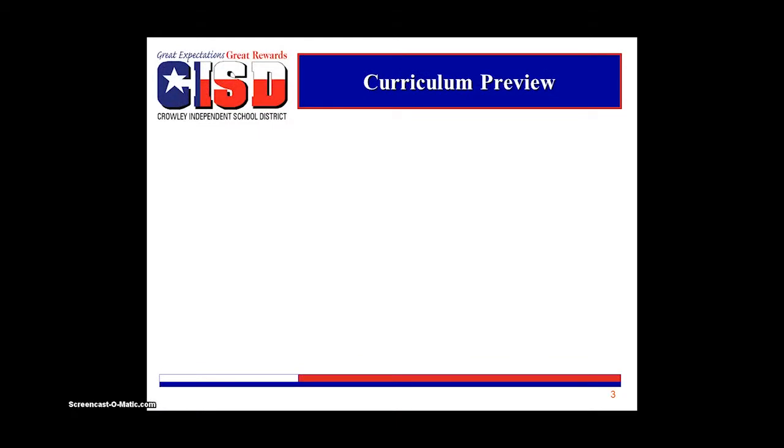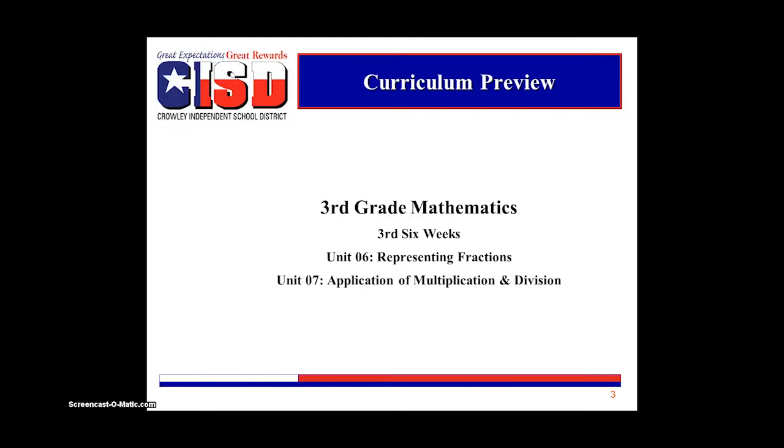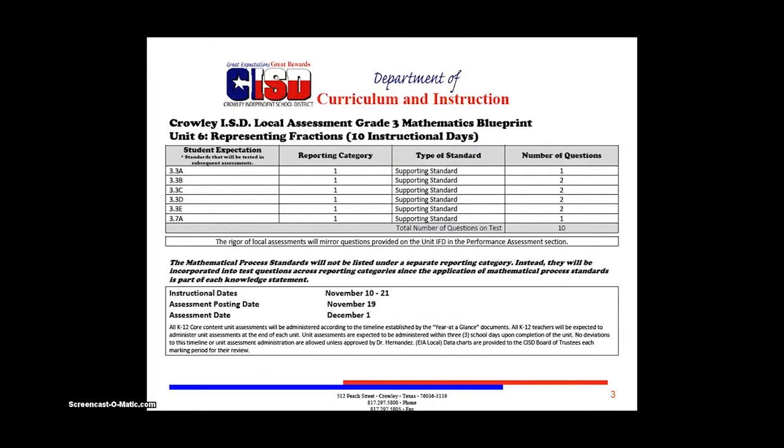Units covered in the third 6 weeks are Unit 6, Representing Fractions, and Unit 7, Application of Multiplication and Division. Please pause the video to review the Unit 6 Local Assessment Blueprint. Take time to note the instructional days and assessment posting and administration dates. Beginning the third 6 weeks, assessments will be posted 72 hours before the testing date.